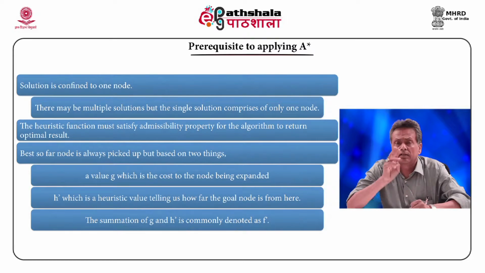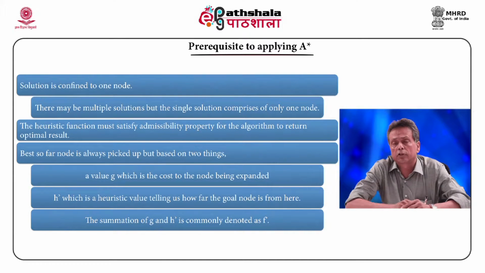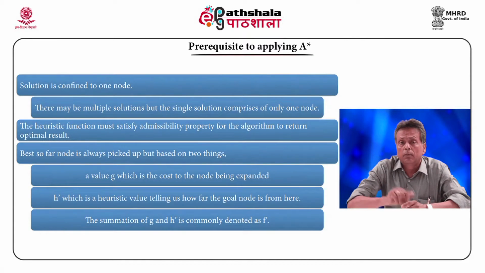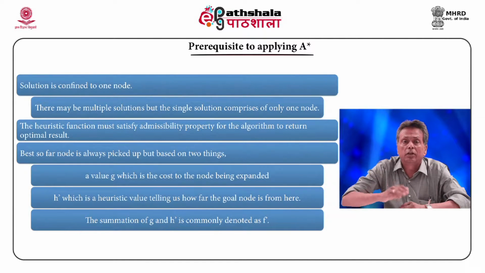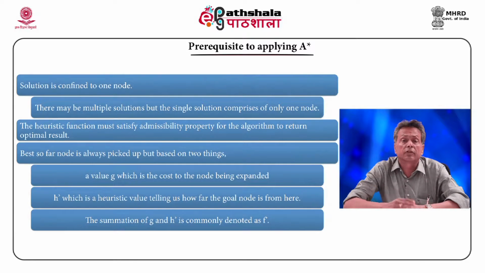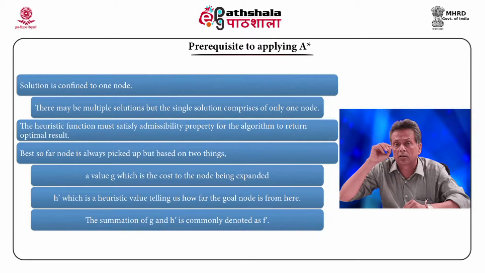The second requirement is called the admissibility property of the heuristic function that we use. We will soon understand what admissibility is, but if the heuristic function is admissible, A star is guaranteed to give you an optimal solution. If the heuristic function is not admissible, A star cannot guarantee that. So, if you want an optimal solution, for example the best path, the shortest path from a source to destination, we have to make sure that the heuristic we use is admissible.